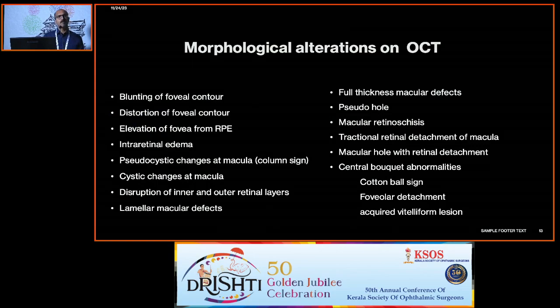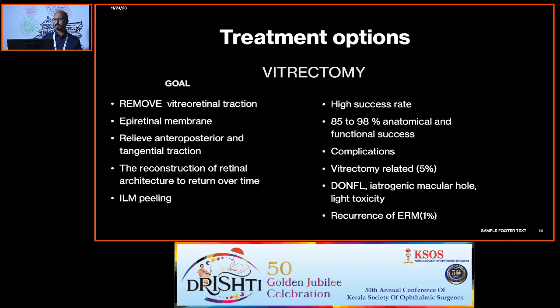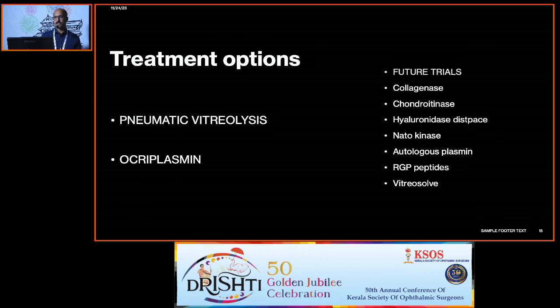There are umpteen number of morphological alterations seen on OCT as described in the literature. Some of them are very valid, some of them are not so valid as well. Treatment: vitrectomy is the treatment of choice with 85 to 98% anatomical and functional success reported in the literature. Other treatment options include pneumatic vitreolysis and ocriplasmin. In the recent past, there has been a decline in the use of ocriplasmin, especially abroad. In India, we have not got it so far, but there was a decline. That's because of the toxicity of the drug as well as the suboptimal response following the treatment. So, by and large, vitrectomy is the treatment for these disorders.